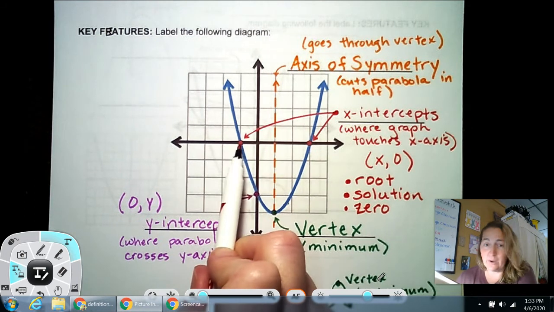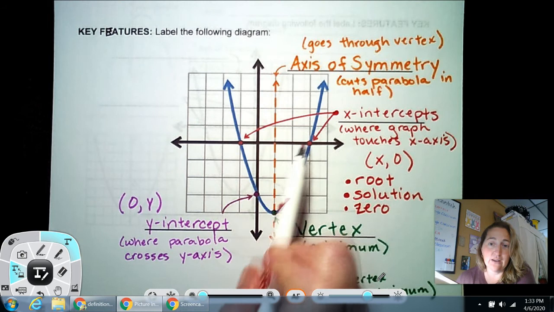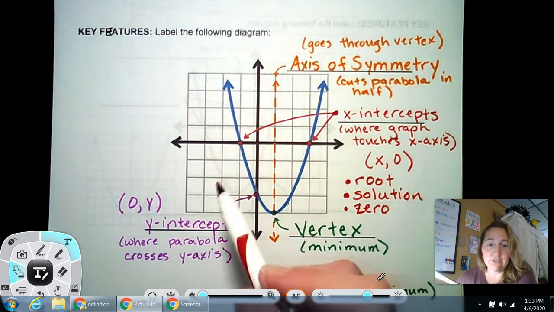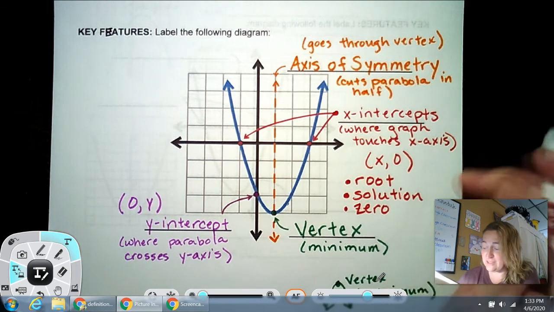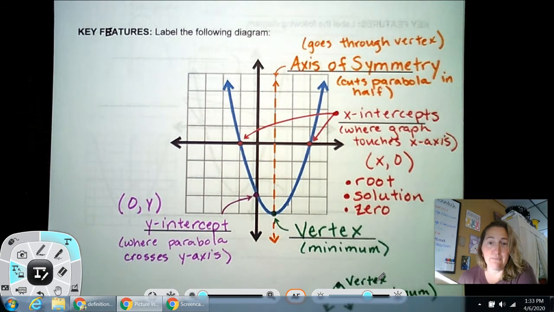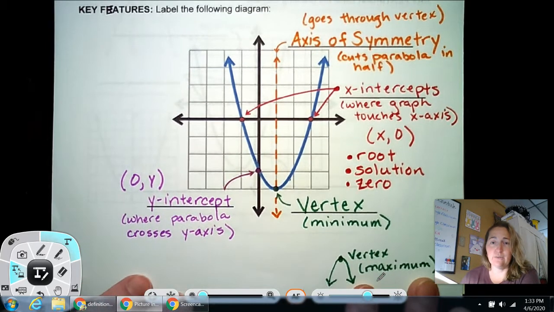So this point right here, sometimes I may ask you to find the root, and it's this point and this point. Sometimes I might ask you to find the X-intercept, it's still this point and this point. The solution, the 0, that's 4 different names for the same thing. So those are our key features.